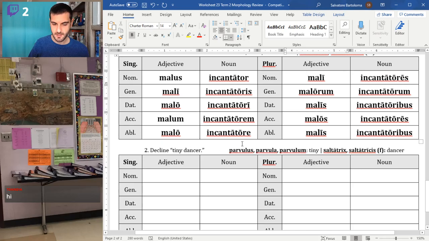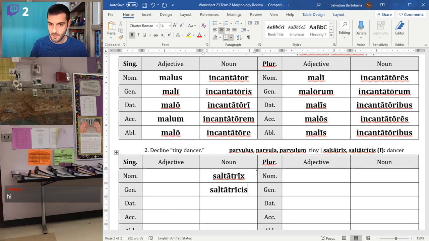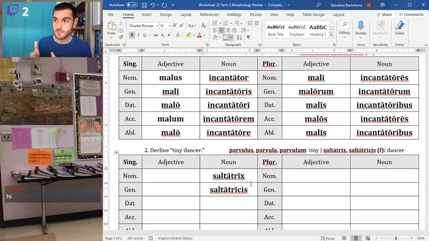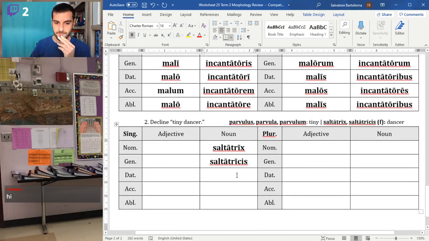And that leaves us with tiny dancer. Hold me closer. So our noun here is saltatrix. And the genitive is saltatricis. Now, I chose these on purpose because these are common suffixes. Tor, toris, is a man who does something. And trix, tricis, is a female who does something. So these are your, you could call them like profession words, profession endings. A saltator would be a male dancer. A saltatrix is a female dancer. And in English, we have actor and actress. We have waiter and waitress, right? That's where those endings come from. It's third declension.